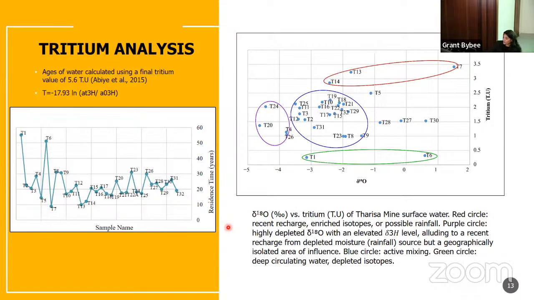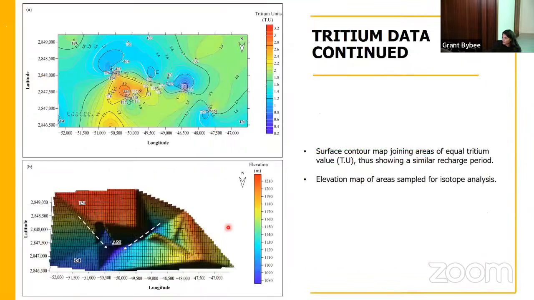So again, multiple sources in this one mine. We tried to plot the tritium data in terms of a contour map. And what the contour map showed is that certain areas of different age, different tritium value, had the same recharging year. Now, what could that be a cause to? We weren't sure. So then we tried to blow this image up and plot it in 3D.